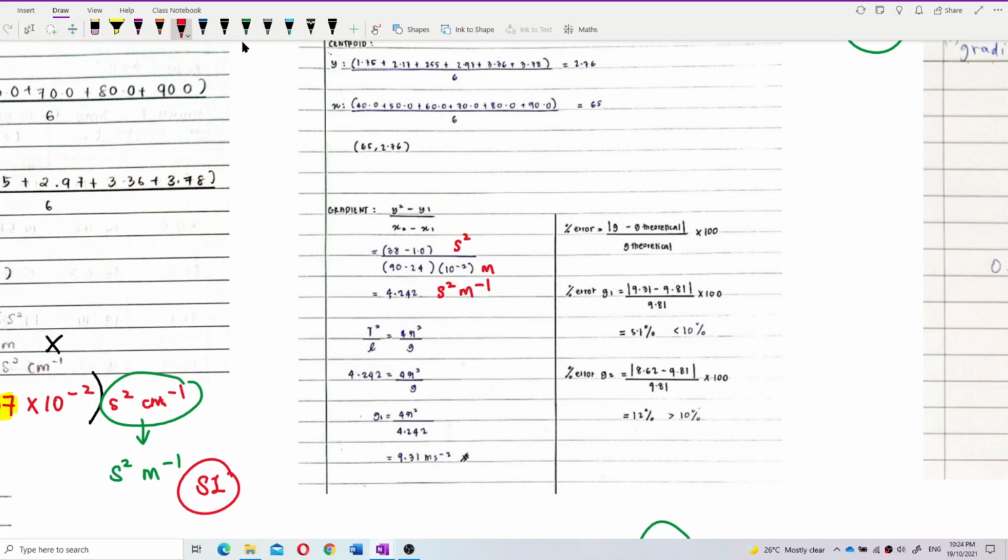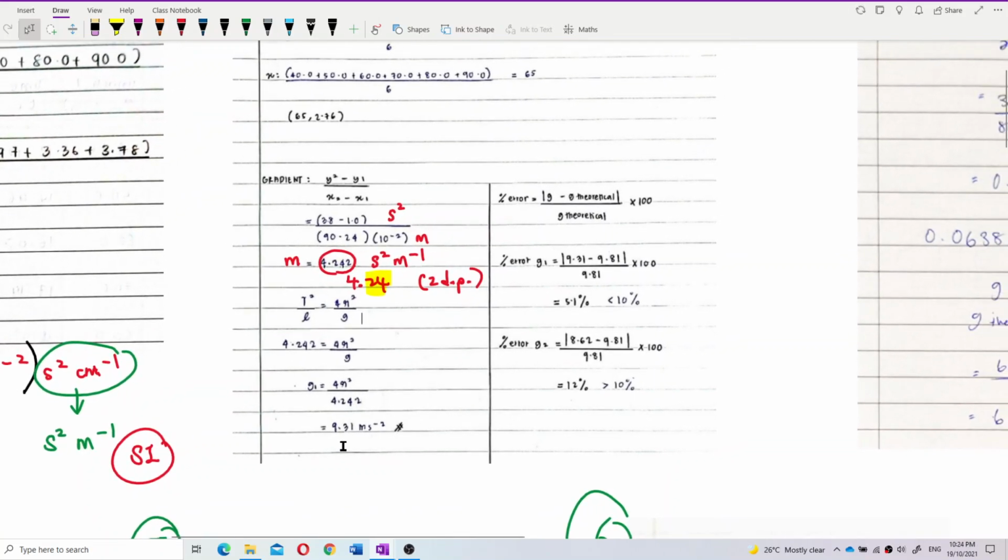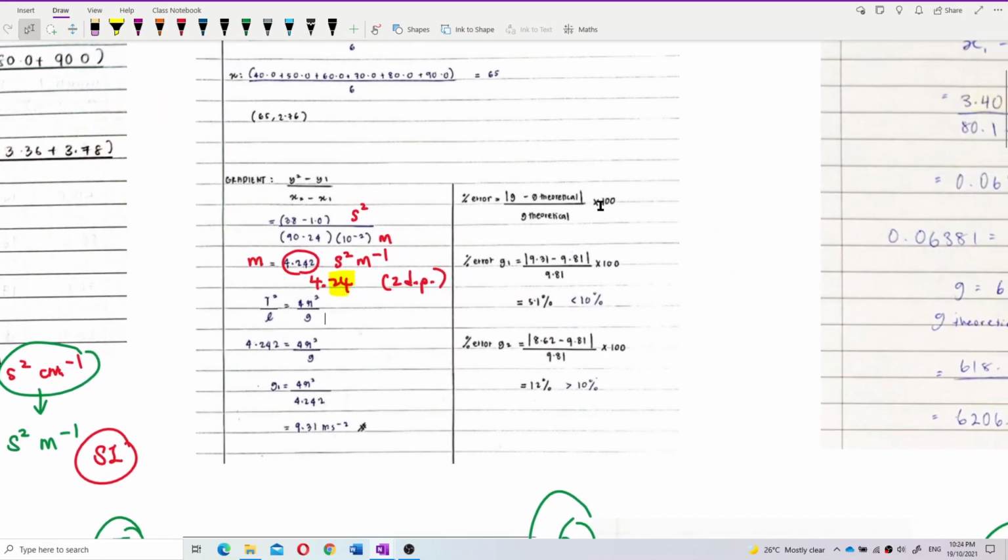And then this one also, this is the gradient. This one must be wrong also. This needs to be written as 4.24. 4.24 must be 2 decimal place. Understand or not? Must have an SI unit and 2 decimal place. Only 2 decimal place, you don't have. Wrong. Then here, this one is okay, good. How about the rest?